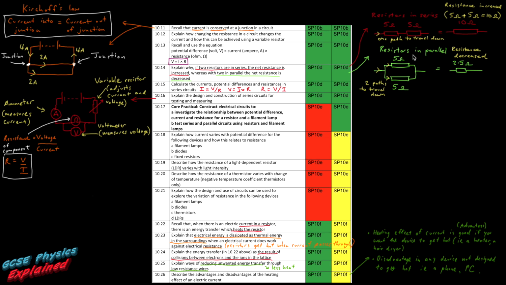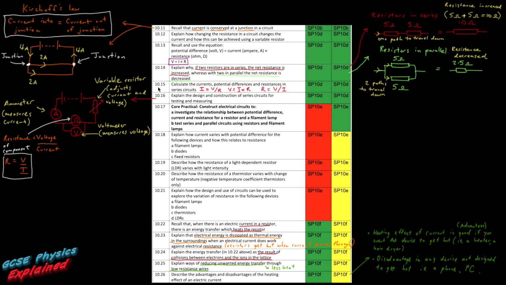Whereas with resistors in parallel, there's two paths to travel down. So some of the current can come this way and some of the current can go that way. Because there's two paths, it allows the current to stay big, and we can see from this equation here, R equals V over I. If the current is big on the bottom, that makes the resistance small.